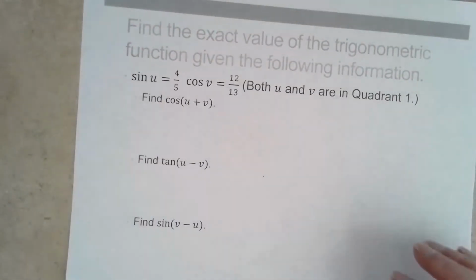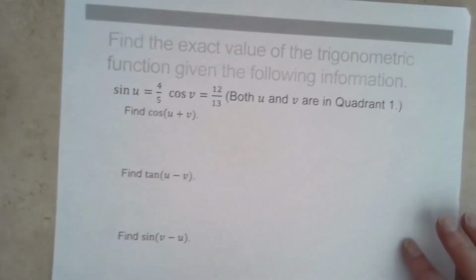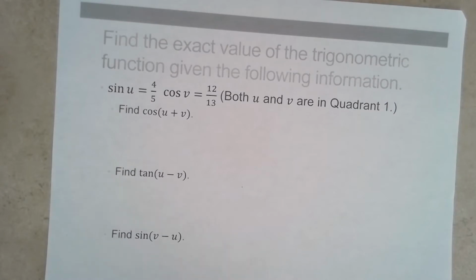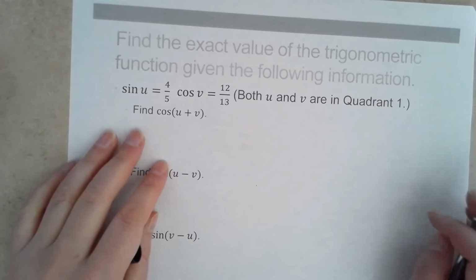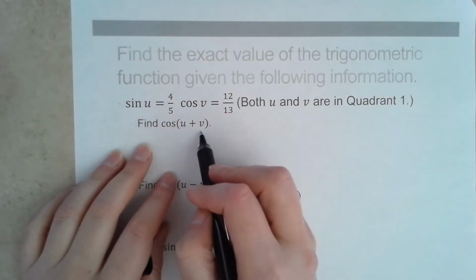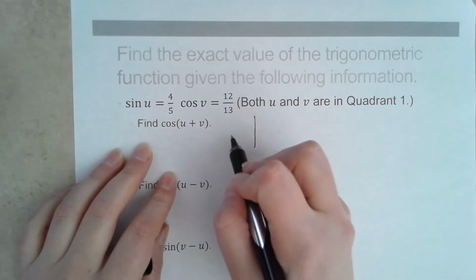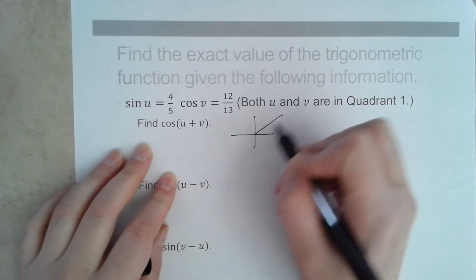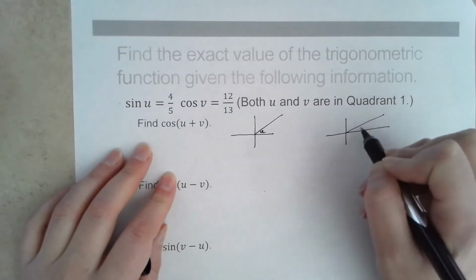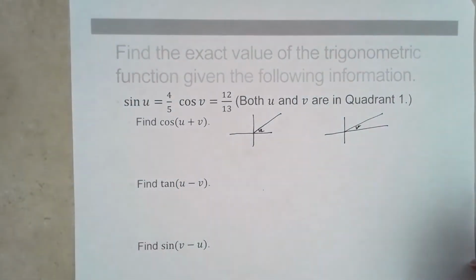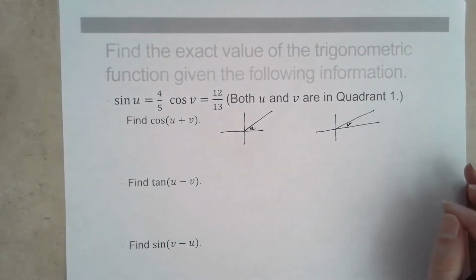And then the last ones I want to look at are going to be find the exact value given the following information. Okay, these are a little bit different because instead of using the unit circle or anything like that, what we do is we have two angles, both in quadrant 1. Okay, so I'm just going to put angle U in quadrant 1 and angle V in quadrant 1. And I don't know what they look like. I just know they're both in quadrant 1.